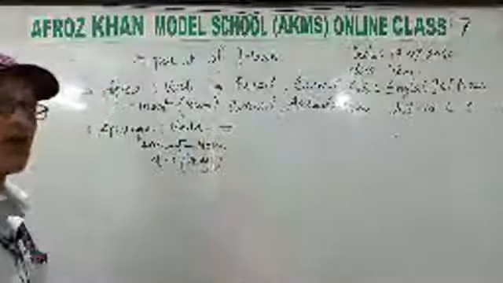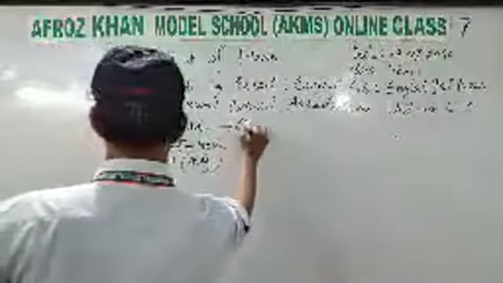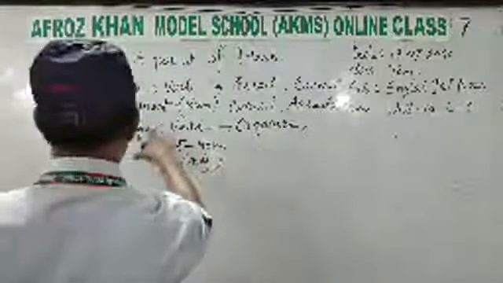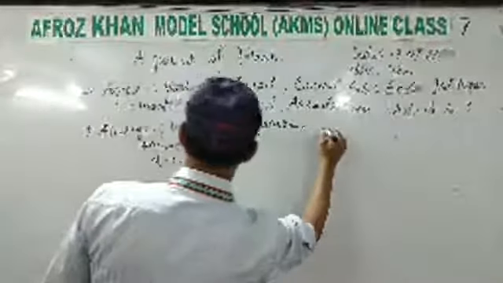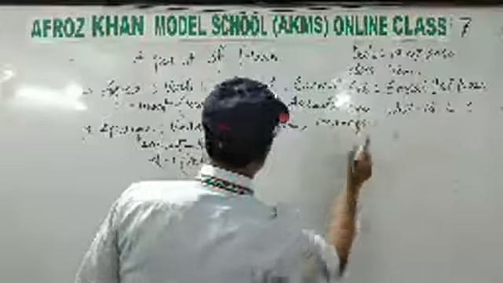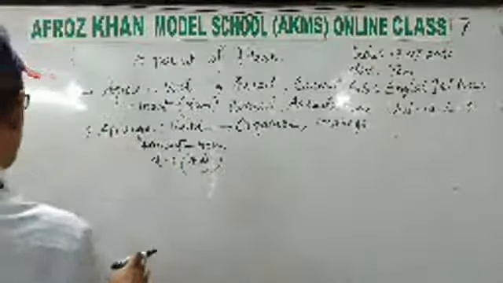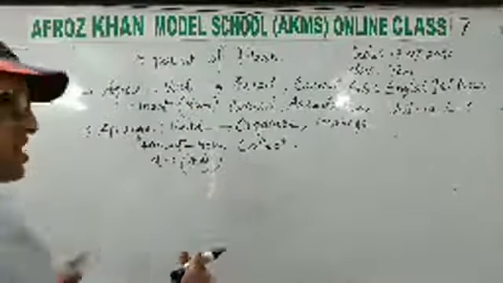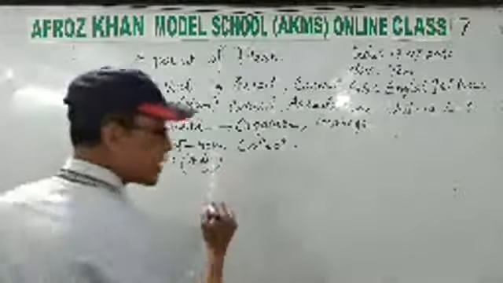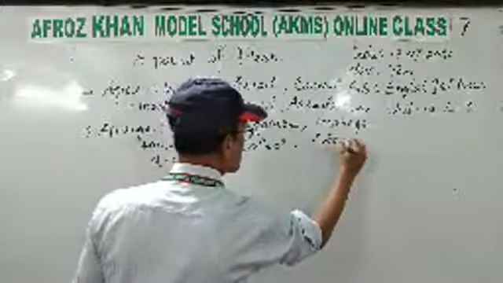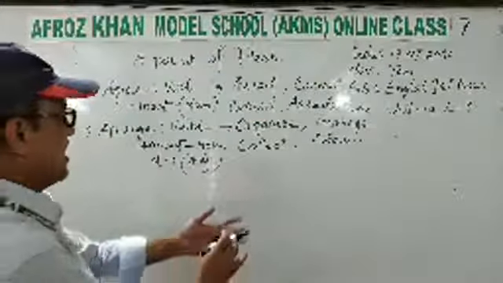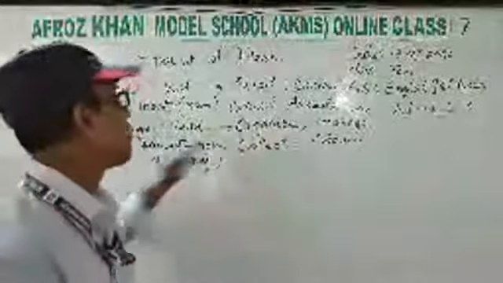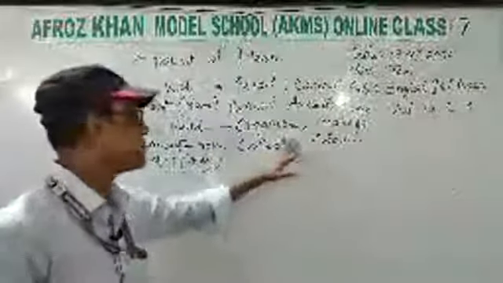What are the synonyms of arrange? You can write organize. Organize is one synonym of arrange. You can also use manage as a synonym word of arrange. You can also write collect as a synonym word, and you can also write adorn here. Adorn. There are many synonymous words, but I have written here only four words: organize, manage, collect, adorn, etc.